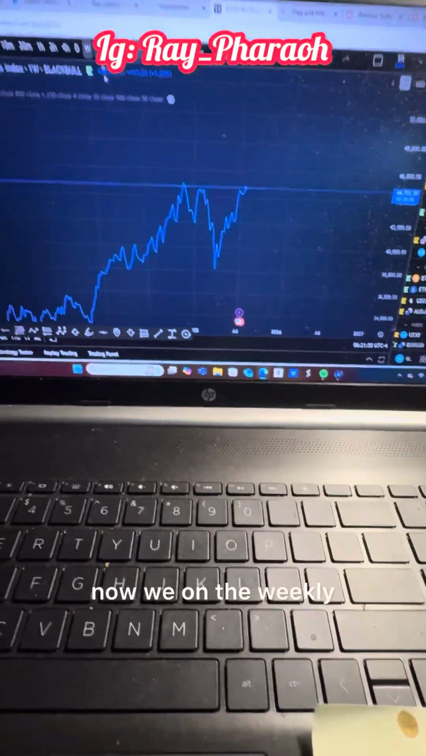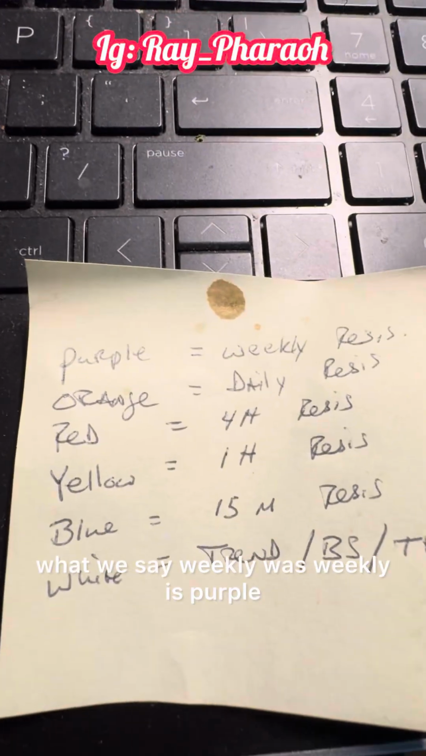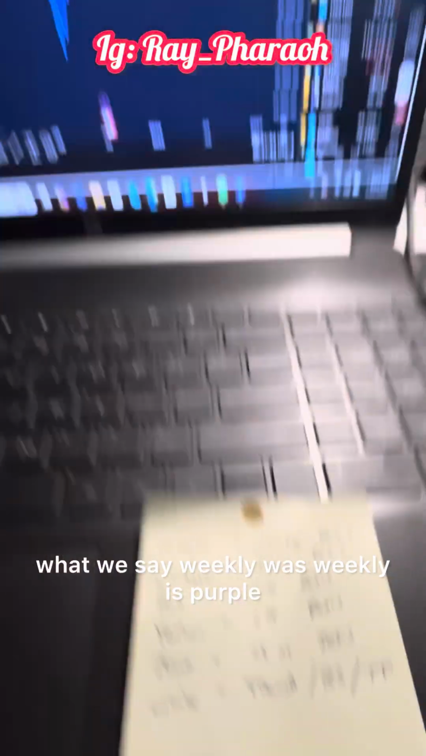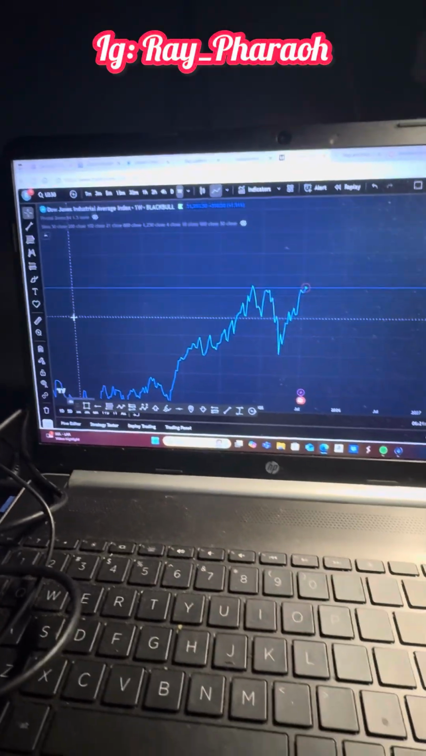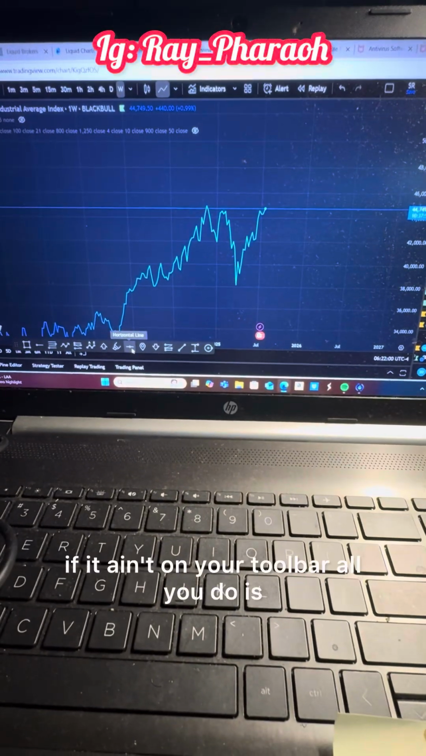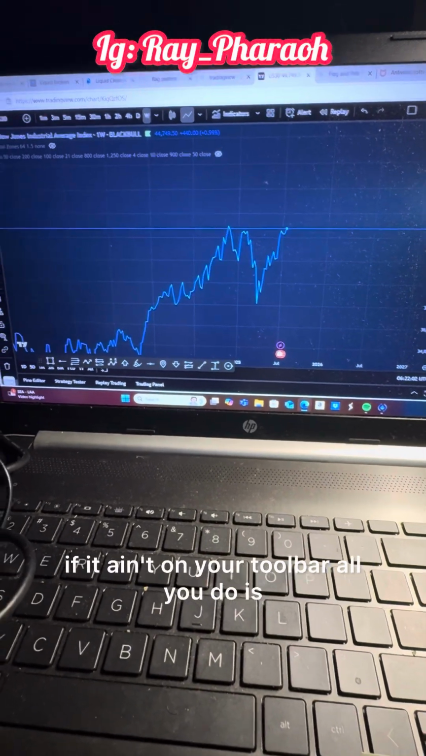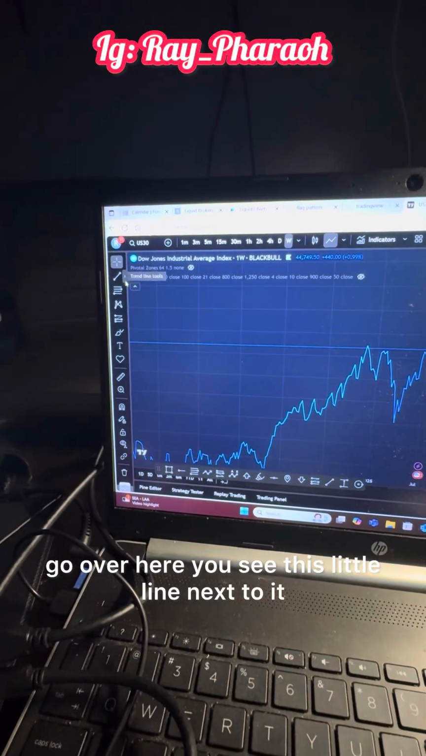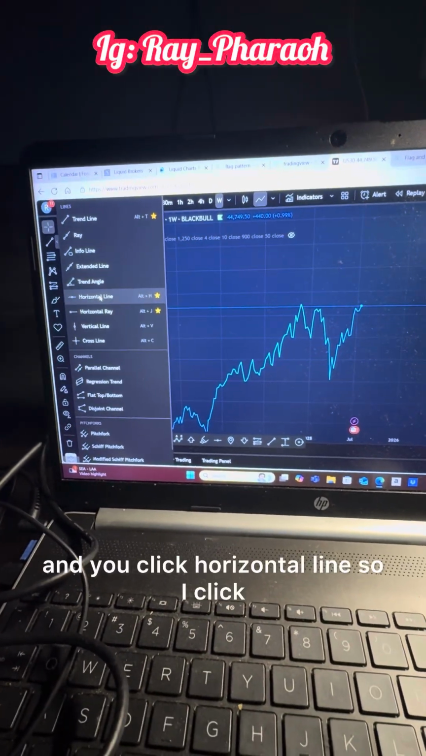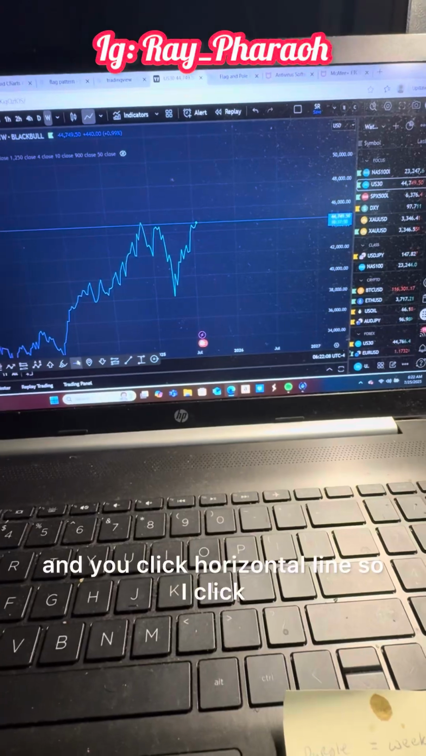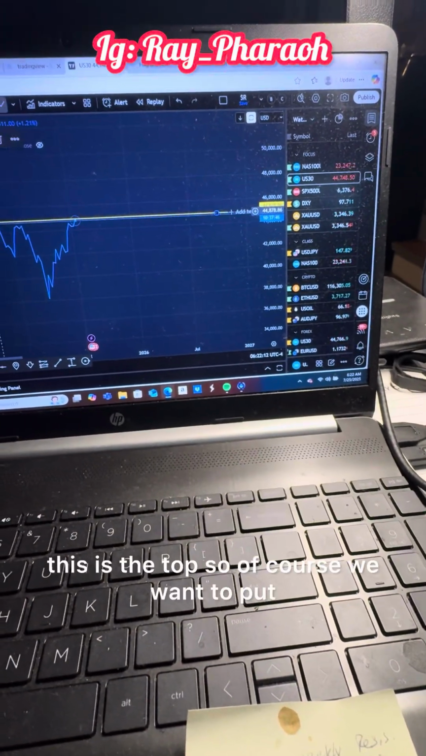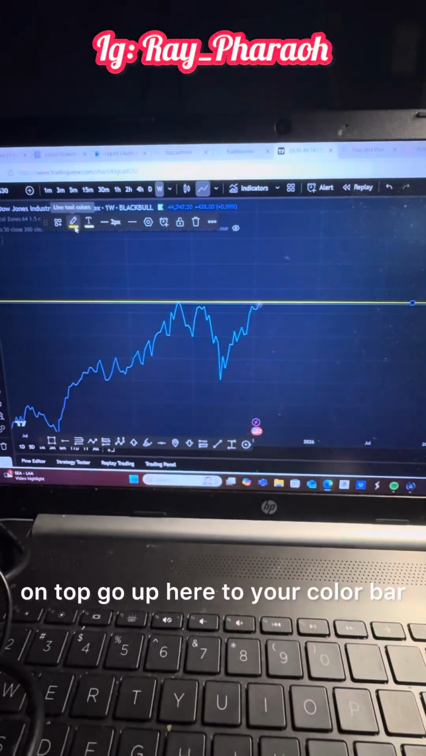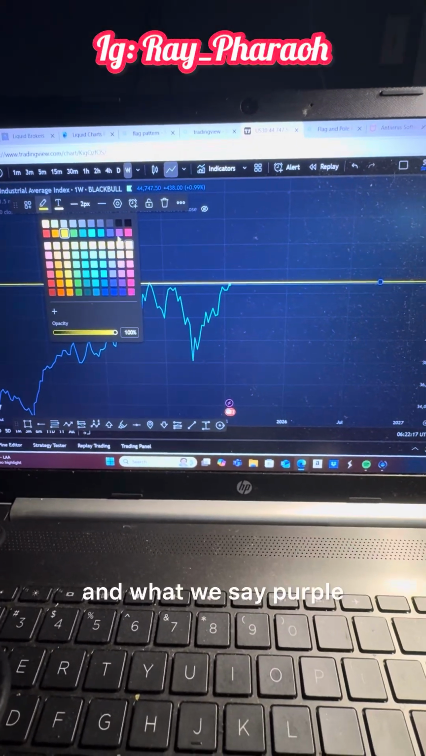So right now we're on the weekly. What did we say weekly was? Weekly is purple. So I go down to my toolbar. If it ain't on your toolbar, all you do is go over here, you see this little line next to it, and you click horizontal line. So I click on my horizontal line. This is the top, so of course we want to put them on top. Go up here to your color bar, and what we say? Purple.